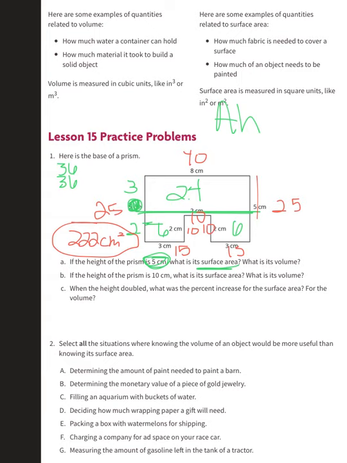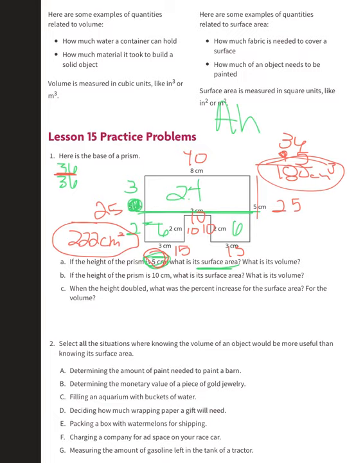The volume is the area of the base, which we know is 36, times the height, which we know is, not 15, 5. So 36 times 5, and we get 180 centimeters cubed. So there's one. Surface area is 222 centimeters squared. Volume is 180 centimeters cubed.